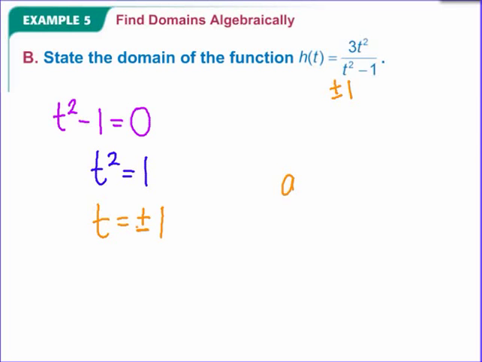So how I'm going to write that is I'm going to do this. All reals except positive or negative 1. I will let you go with that. You could use set notation. I could have been really picky with that, but I want you to just be able to identify the values of t that work or don't work.